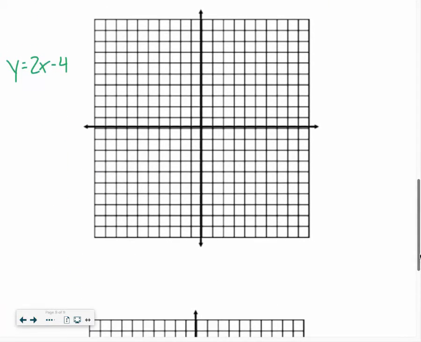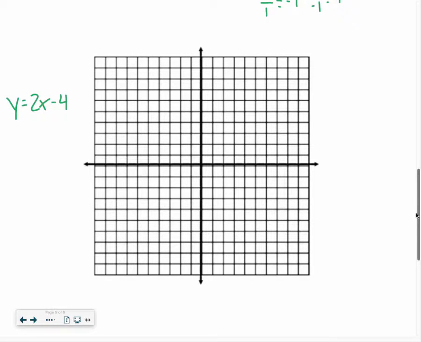Let's try another one. I know this is something that you just kind of need to keep practicing. So first, what is our slope? Our slope is 2, y-intercept is -4. So I start, as always, with my y-intercept. And it's a -4, so that means instead of going up 4, I'm going to go down 4. And then from there, I take my slope.